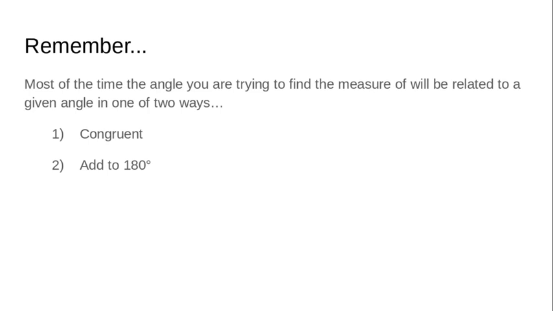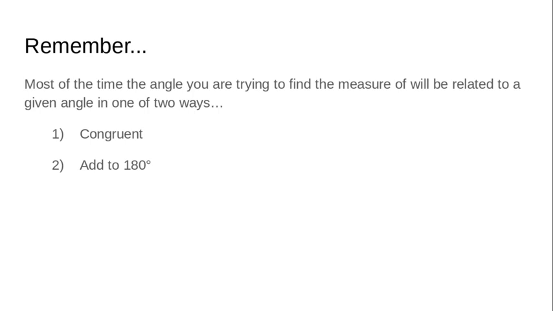And that's basically what you're going to be looking at today. So keep in mind, most of the time, the angle you are trying to find will be related to some measure that's given to you in one of two ways. Either they are congruent, or they're going to add to 180. That's typically the two ways your angles will be related to one another.